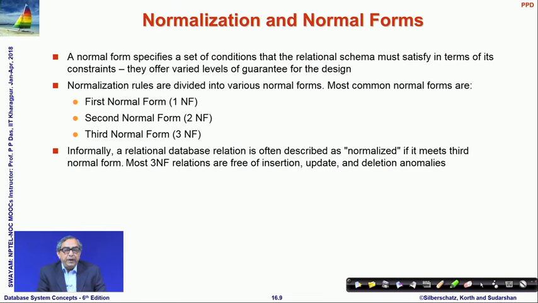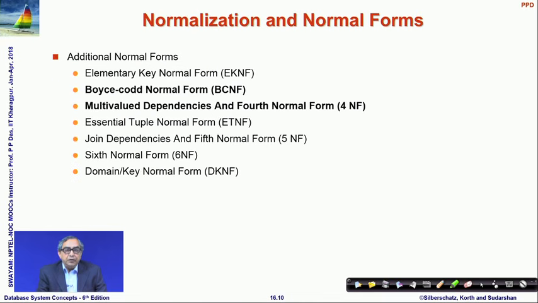And loosely speaking, when we say a database schema is normalized, we usually mean that it is in the 3NF form or third normal form, and most third normal form relations are free of insert, delete or update anomalies. So, they are a good positive in the design. Of course, these are not the only normal forms. As you can see, there is a whole list of a variety of normal forms. We will not study all of them, we will study further in the next module the other two highlighted ones.